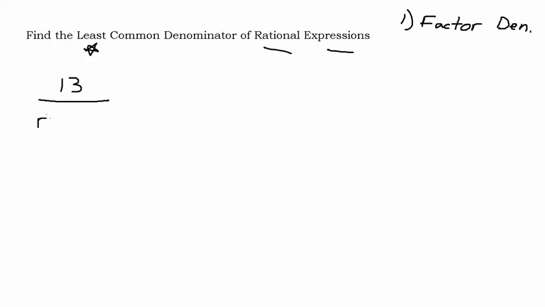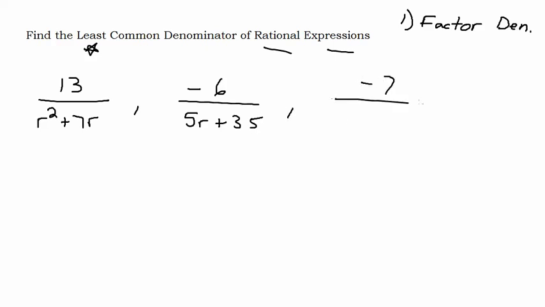So say we have 13 over r squared plus 7r, negative 6 over 5r plus 35, and negative 7 over r squared plus 14r plus 49.